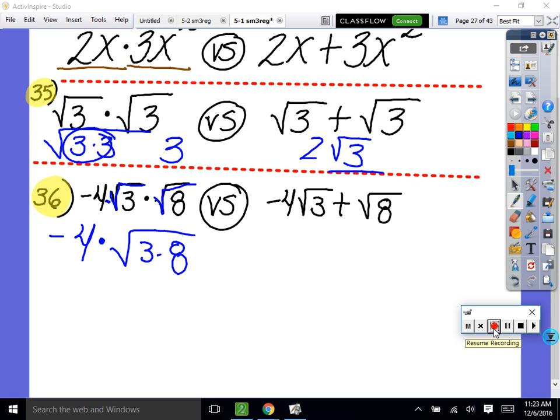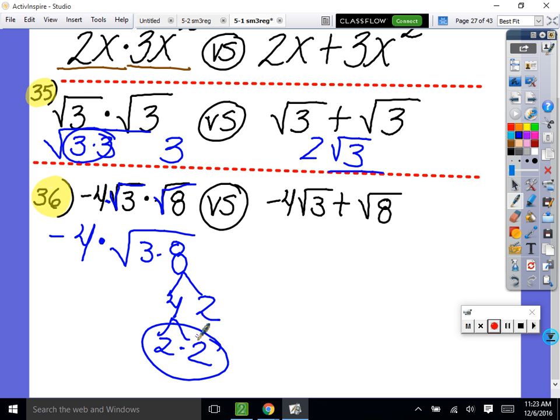So 8 breaks down into 4 times 2. 4 breaks down into 2 times 2. Because it's a square root, we're pulling out groups of 2. So we can pull out a 2, correct? Now, we already had a -4 on the outside. We just pulled out a 2. So -4 times 2 is -8, and left under our root was a 3 and a 2. So -8 square roots of 6.